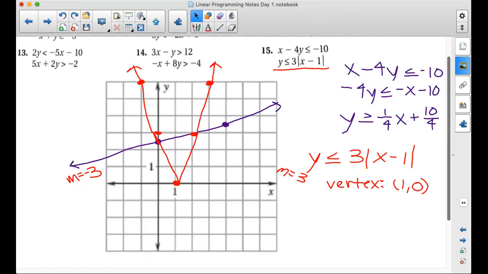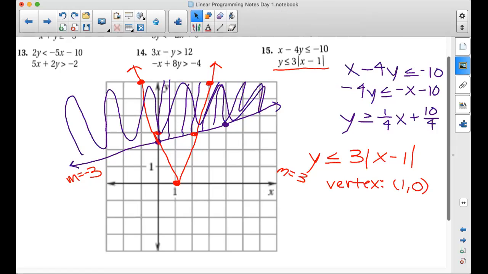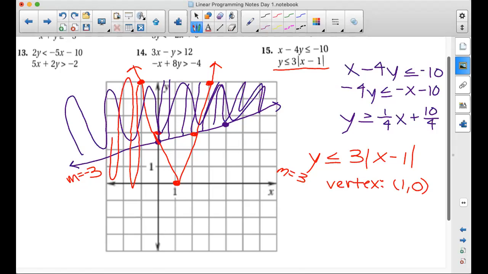All right, so now we need to shade. Let's go back to our line. Our y is greater than or equal to. So we are going to go up. So we are shading above this line. And then for our absolute value, it's less than or equal to. So we are going to go below, because it's less than or equal to. And this is all the points.